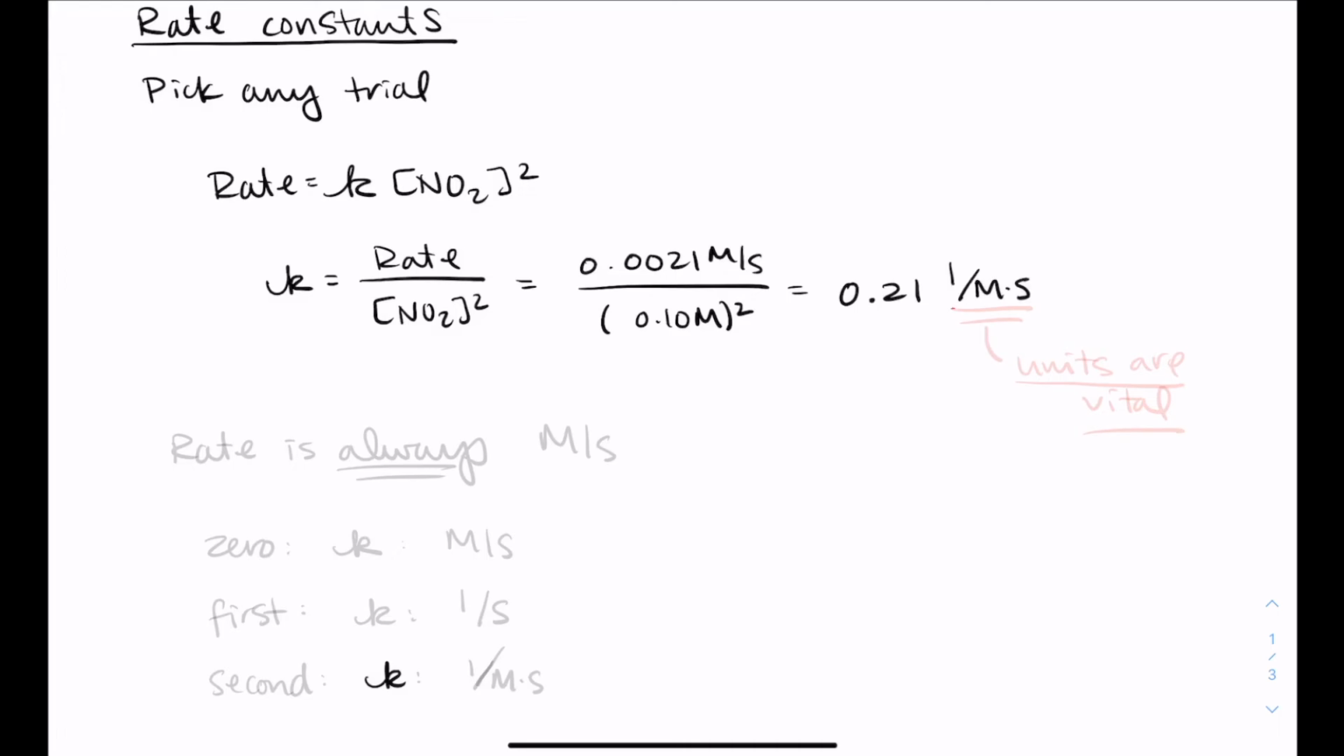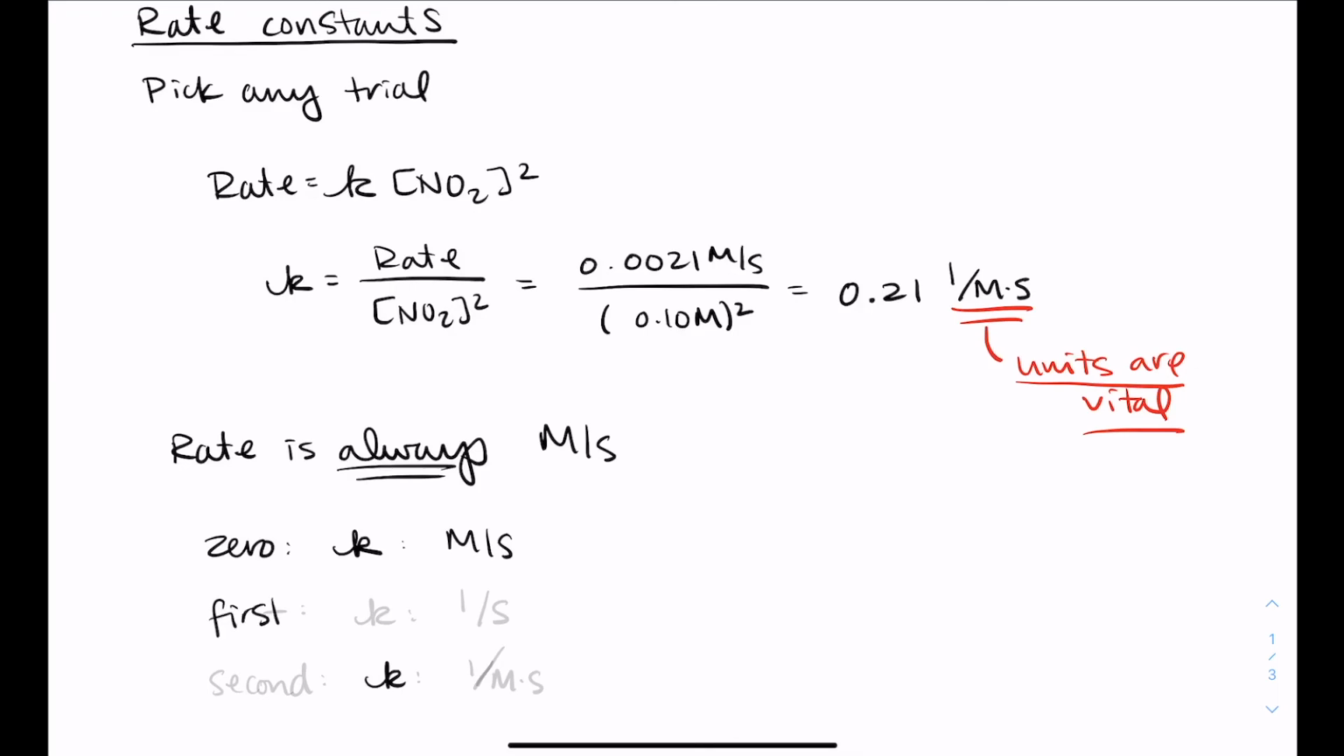So for this reaction with the trial I've picked, the rate is 0.0021 molarity per second. I'm dividing it by 0.1 molar squared. So I get 0.21 numerically. When I cancel out these units, I get 1 over molarity times seconds, which is so weird. But units on the rate constant are vital to having the rate expressed appropriately. So the rate is always in molarity per second, no matter what.